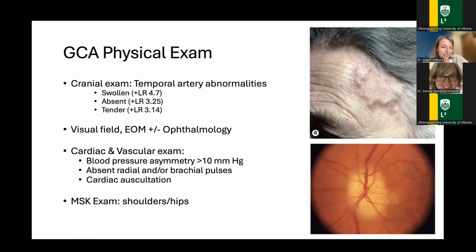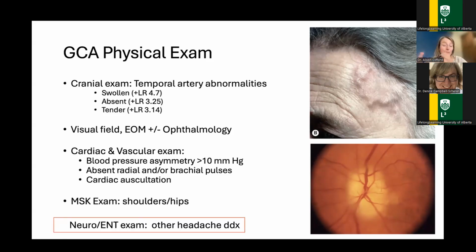We do an exam for PMR, and then really importantly, I think, because headache is the most common manifestation and not a particularly specific one, a good exam looking for other explanations. So any kind of neuro explanation for headache or ENT findings would start to point away from GCA.